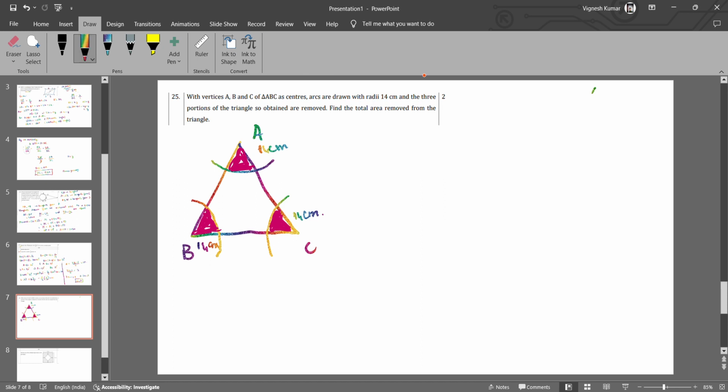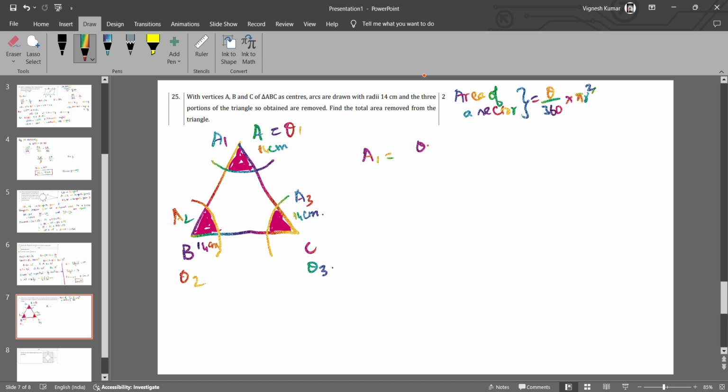We are unaware of the values of these angles A, B and C. So let us keep it as, say, theta 1, theta 2 and theta 3. From our areas related to circles chapter, we are aware that area of a sector is equal to theta by 360 into pi r square. So using this formula, let us say this is A1, this is A2 and this is A3, the areas corresponding to these shaded regions.